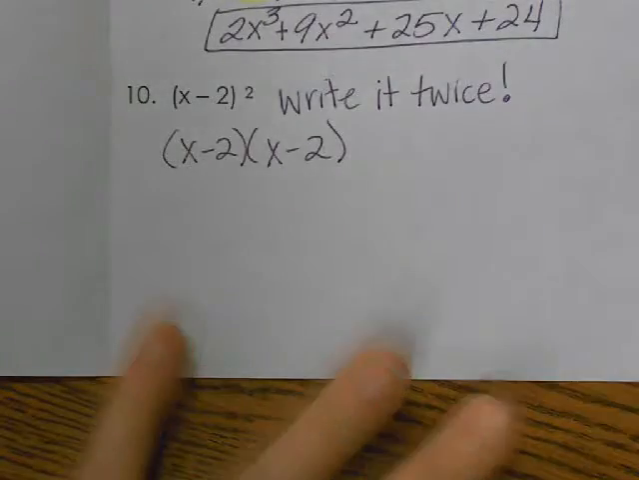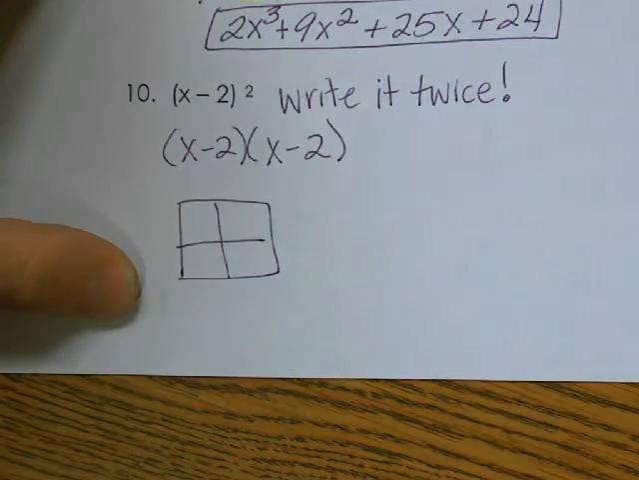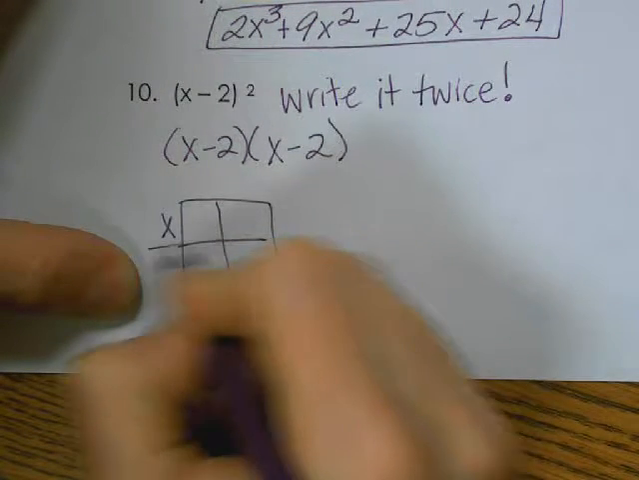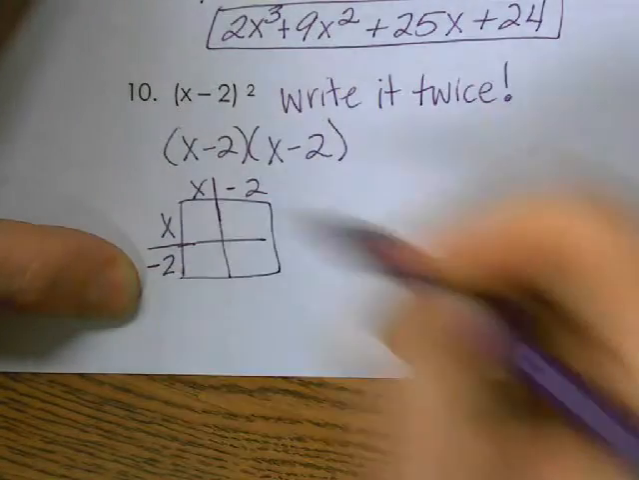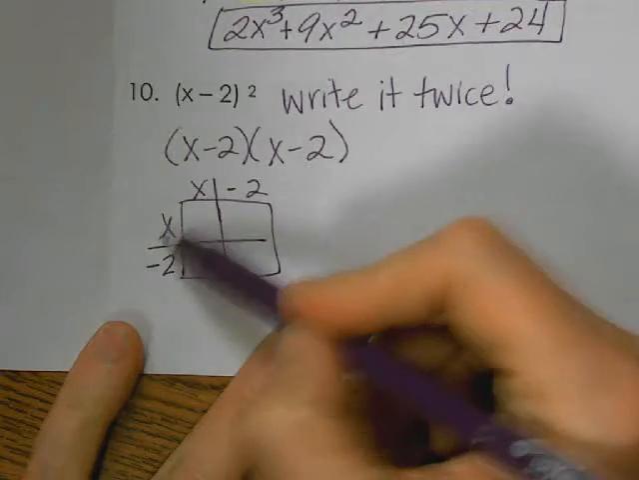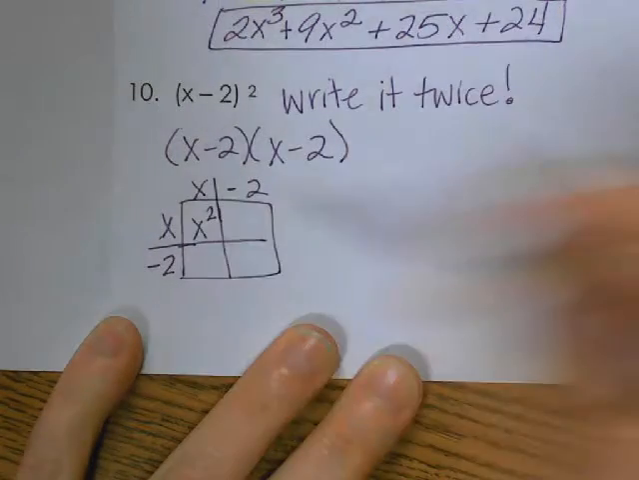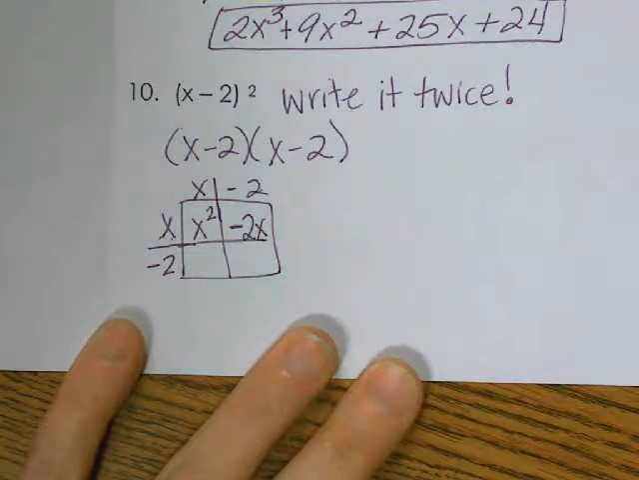Now you can use whatever method you would like to use. I'm going to use the box method. It's my favorite because I feel like it organizes everything for me. So this is x minus 2. This is x minus 2. And I'm going to go ahead and multiply. So x times x is x squared. X times negative 2 is negative 2x.